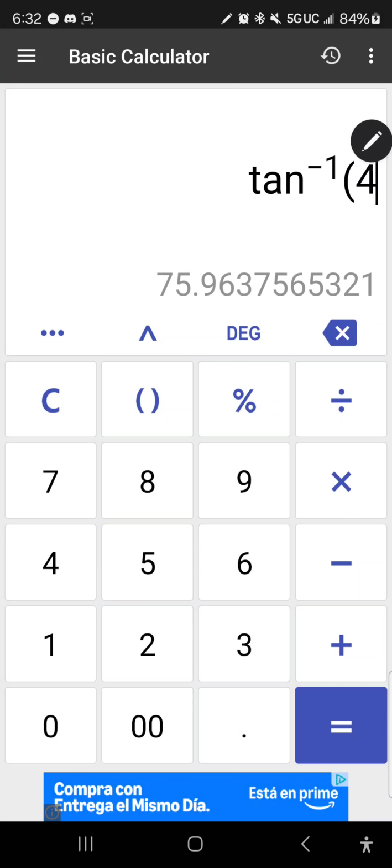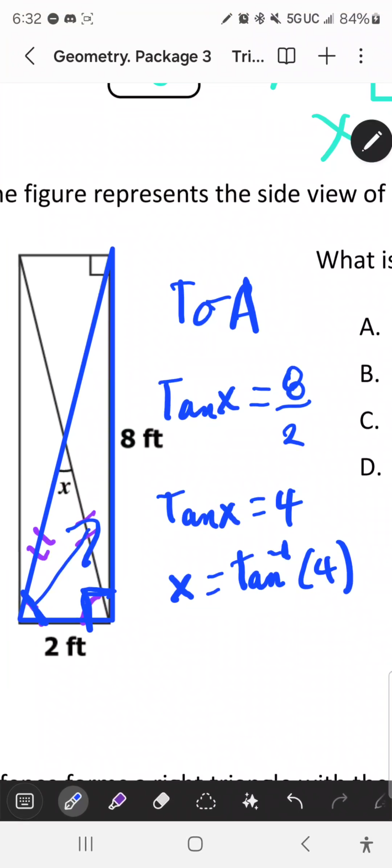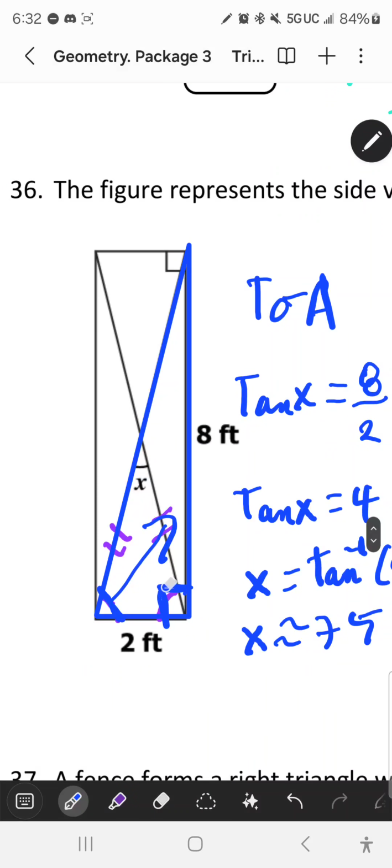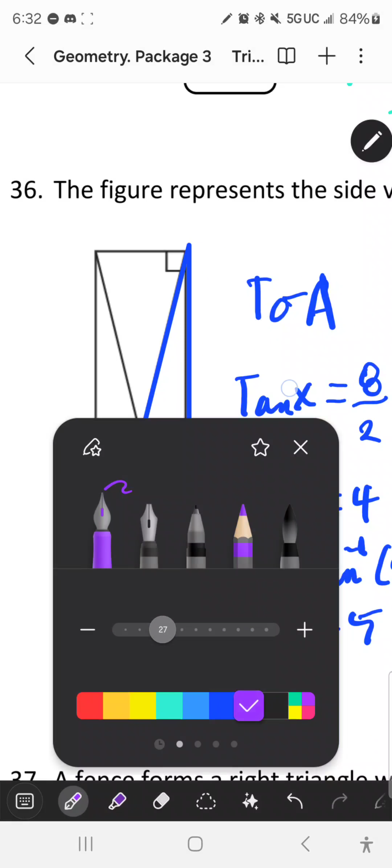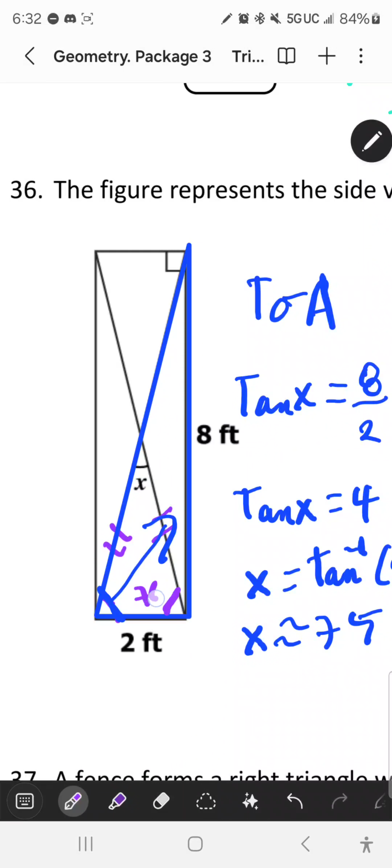I will put tangent -1 and I put 4. And I get the measure of my angle, which is about 75.9. I'm going to round to the closest number, which is 76. I know that the value of this angle is about 76 degrees. So this angle right here will also be 76, because they are base angles of an isosceles triangle.